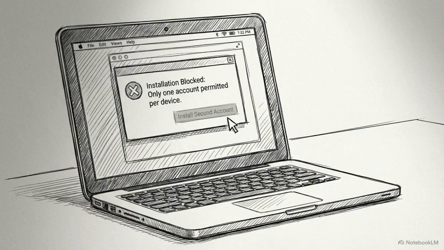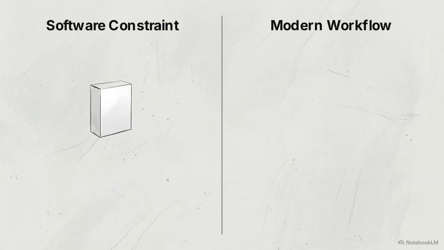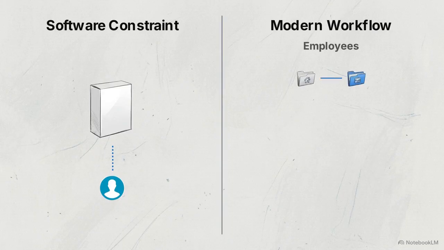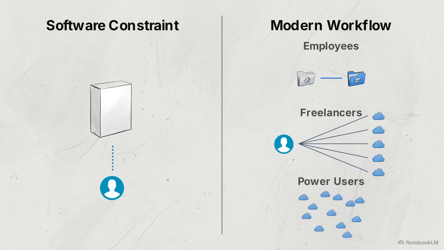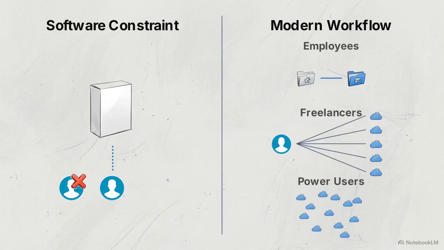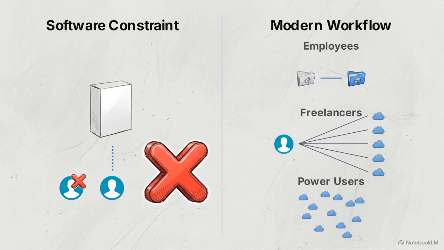The official Dropbox desktop application contains a hard-coded limitation. You can only install and run one account per physical device. This table compares the software's single-account bottleneck against modern workflows: employees with personal files, freelancers managing 5 client workspaces, and power users running multiple businesses. But no hidden setting allows syncing unlimited accounts to one local drive. The software's physics simply prohibit it.